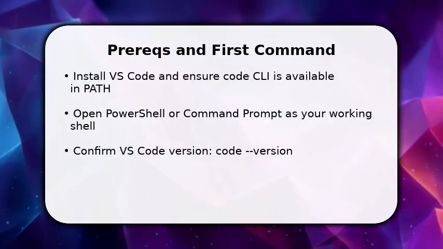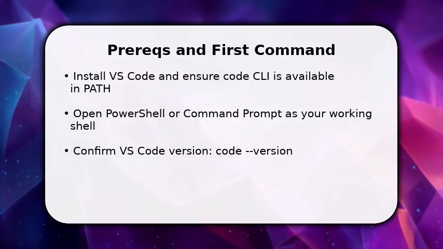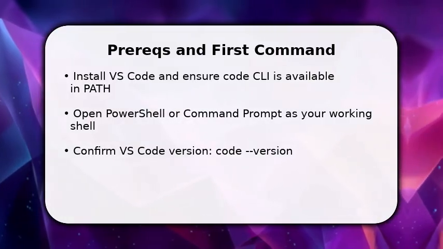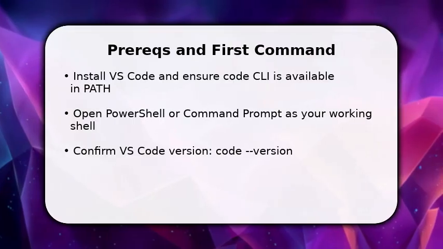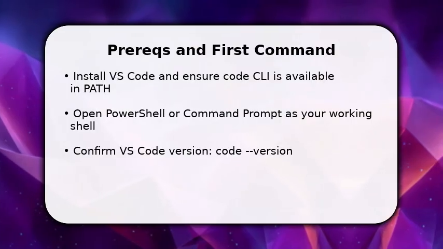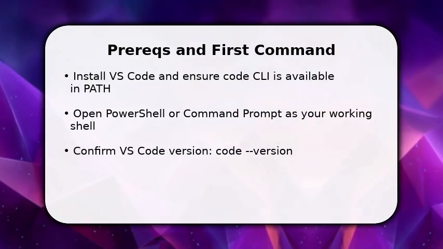You already have the essentials: VS Code installed and a terminal ready. First, check the CLI by typing code --version. This confirms the code command is on PATH. If you get a version number, navigate to your project folder using cd path/to/project. Once there, run code . to open the folder in VS Code.